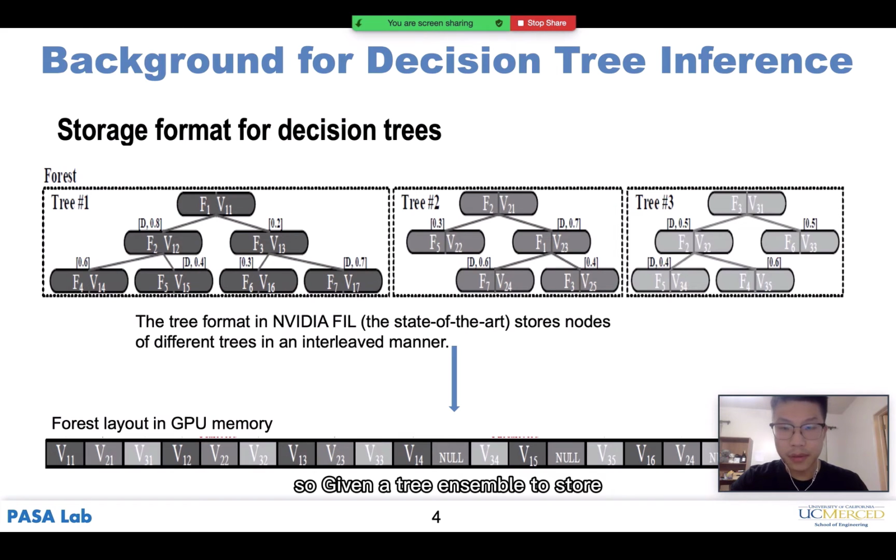So, given a tree ensemble to store, this format interleaves nodes of different trees. In particular, the root nodes of all trees are stored first, followed by the left nodes at the second level of all trees, and followed by the right nodes at the second level of all trees, and so on. The nodes of each tree are stored in breadth-first order.